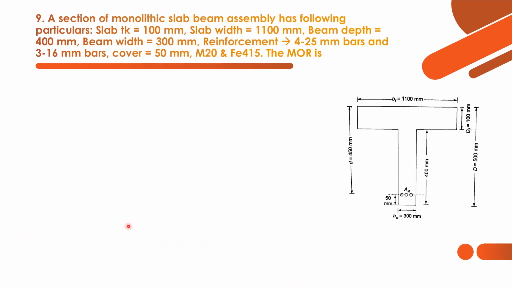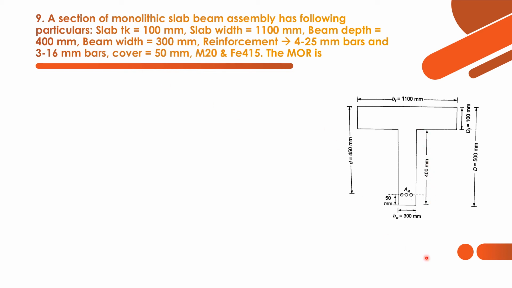So this question purely deals with the T-beam section, a section of monolithic slab beam assembly. A section of monolithic slab beam assembly has the following particulars. The slab thickness is mentioned as 100 mm, that is this one. The slab width is mentioned as 1100 mm, that is this one, BF. The beam depth is 400 mm. This is the beam depth, that is 400 mm.